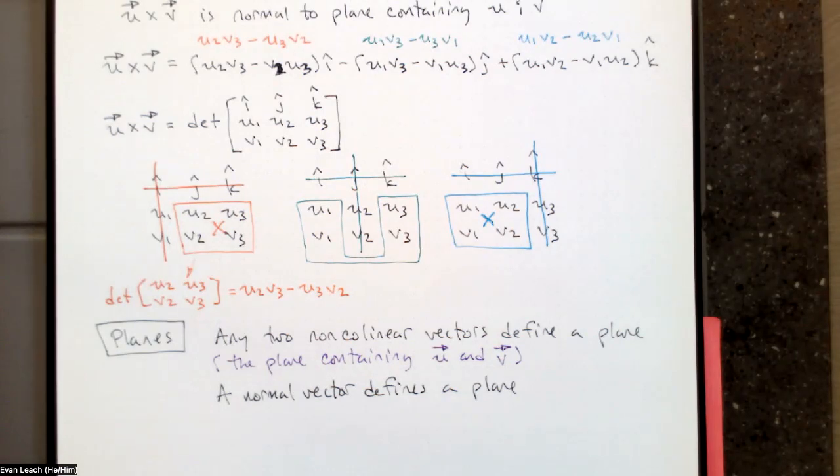Here we're defining the plane using what is definitely not the plane. With the plane containing u and v, we're describing what the plane is. By saying the plane is everything normal to this vector, we're saying what the plane is not.